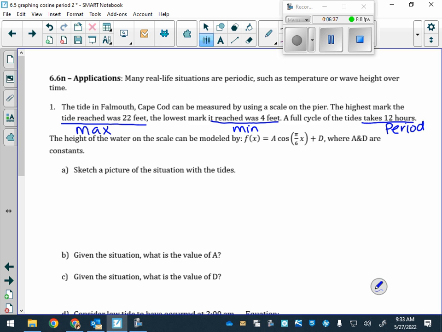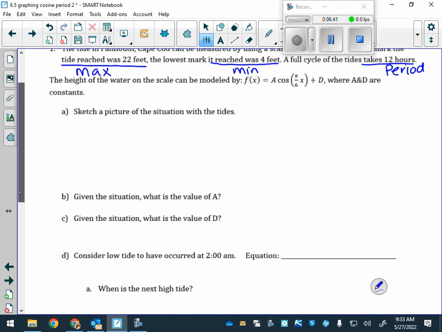All right. So they gave you the kind of shell of the equation, okay? A cosine pi over 6x plus d. So one thing to keep in mind, a lot of these functions for word problems regarding the Ferris wheel and or tides will most likely be in cosine, okay? And you're going to see why in a second, all right? So the height of the water on the scale can be modeled by this, all right?